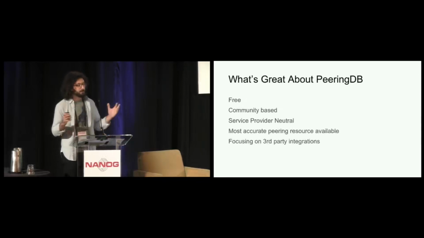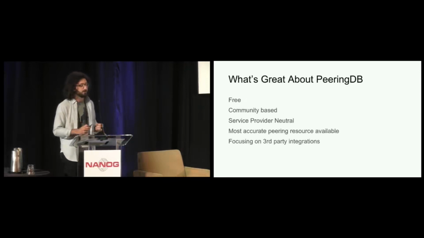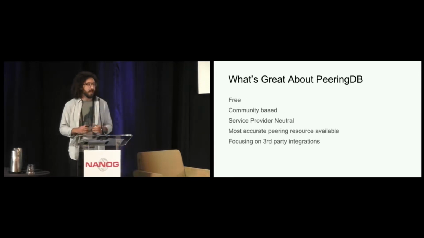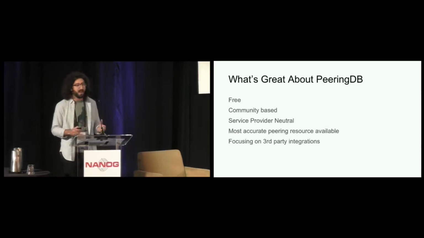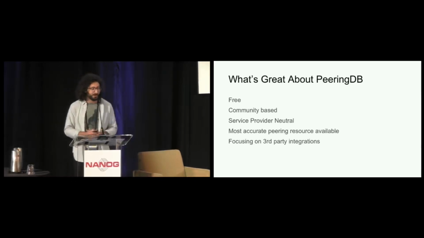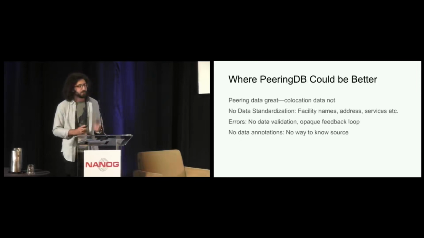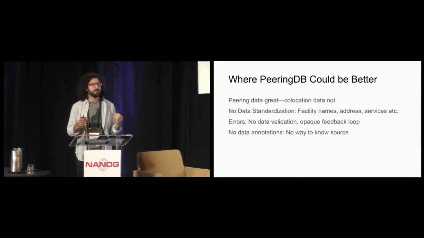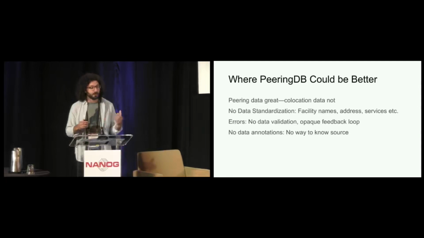PeeringDB is fantastic. It's free, it's community-based, it's service provider neutral, and it's currently the most accurate peering resource available. And like Aaron was saying, they're focusing on some third-party integrations, and we're one of them. But there are obviously places where PeeringDB, and really just data in this space, could be better. For example, their peering information is great, but their facility and colocation information isn't as current.